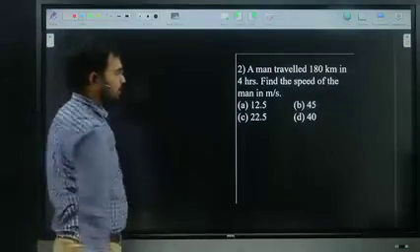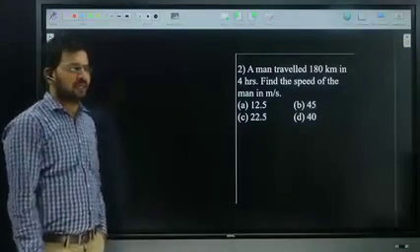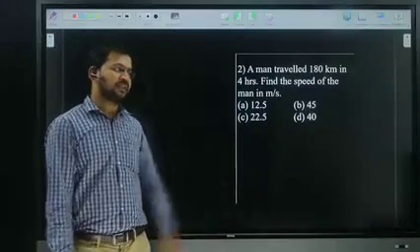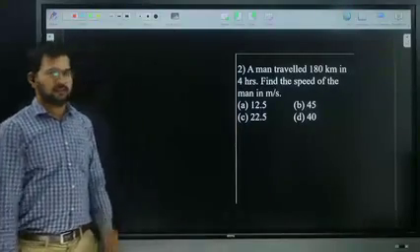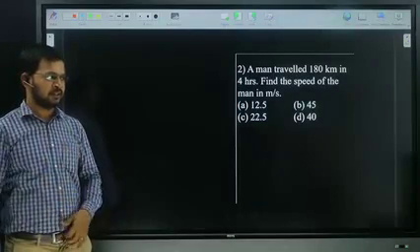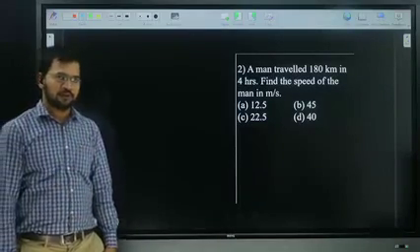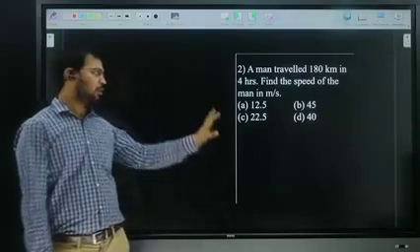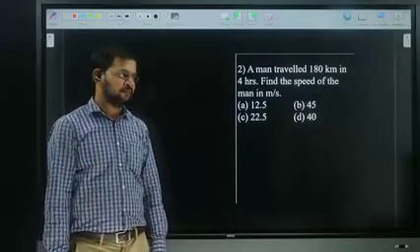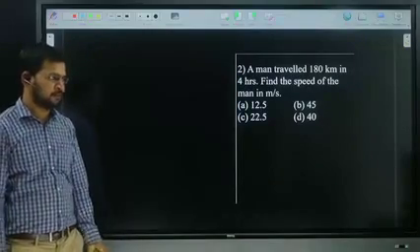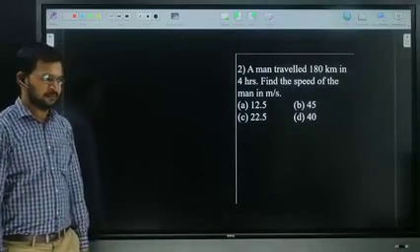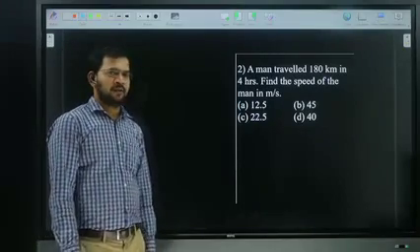Try to solve this question. It is a basic question. I already explained in the previous question how to solve it. Be active and respond in the class. If you have any doubt, just raise your doubt, then I will explain. Anyone from the class? What is the answer?